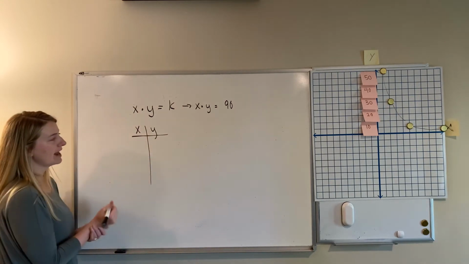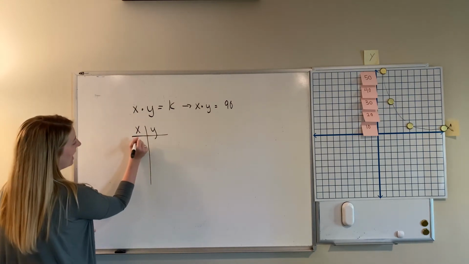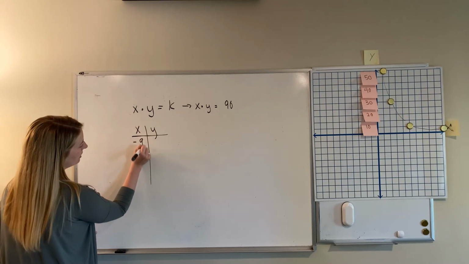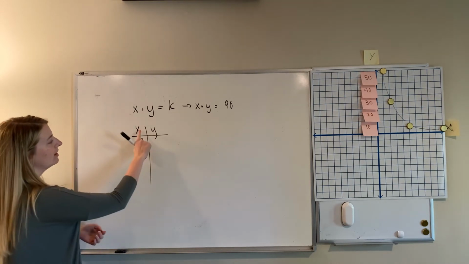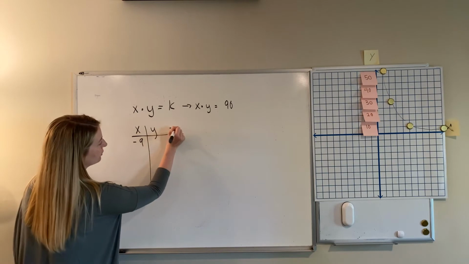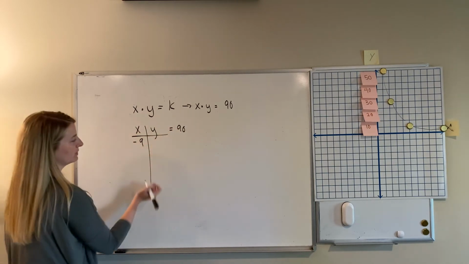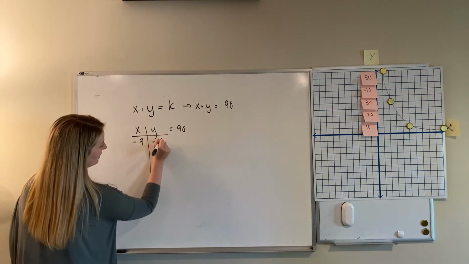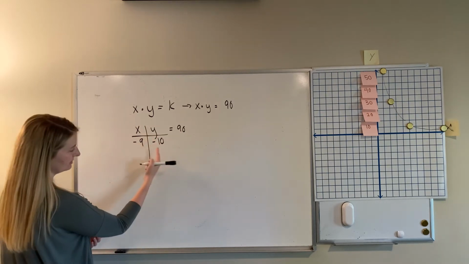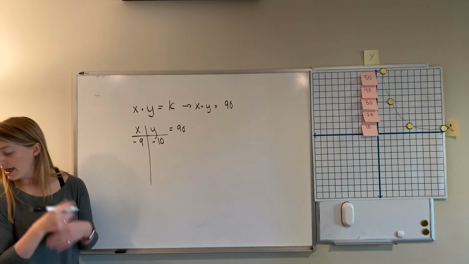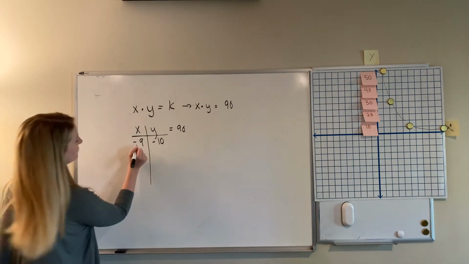So if I'm starting with my negative values, if I say let x equal negative 9, well, x times y has to equal 90. So negative 9 times what equals 90? It has to be negative 10. Negative 9 times negative 10 equals 90. I'm going to keep going.